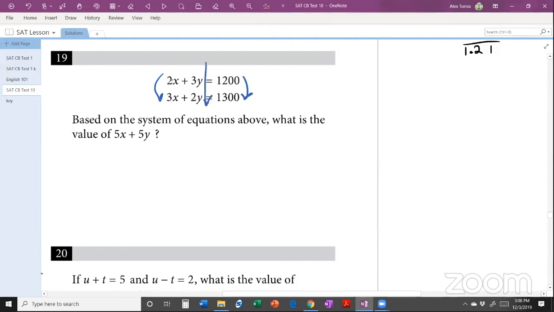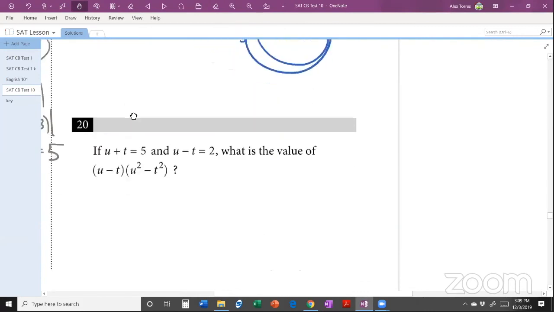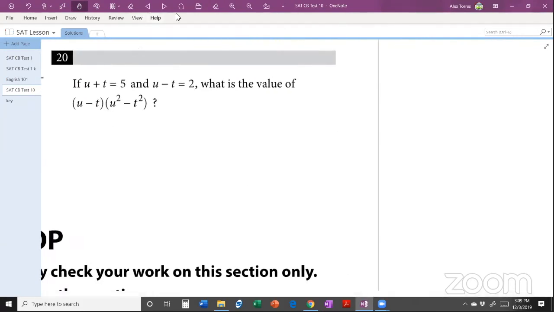And it is here, because if I just add what we have, 2x plus 3x is 5x, 3y plus 2y is 5y, 1200 plus 1300 is 2500. So 5x plus 5y is equal to 2500. And that's our answer for number 19. So a nice little shortcut there without having to actually find x and y and then solve for them, which would have taken us much longer.